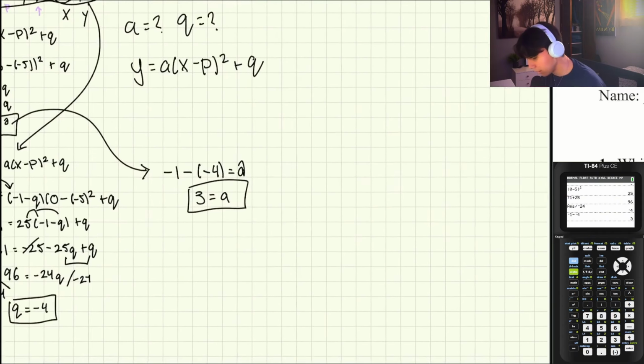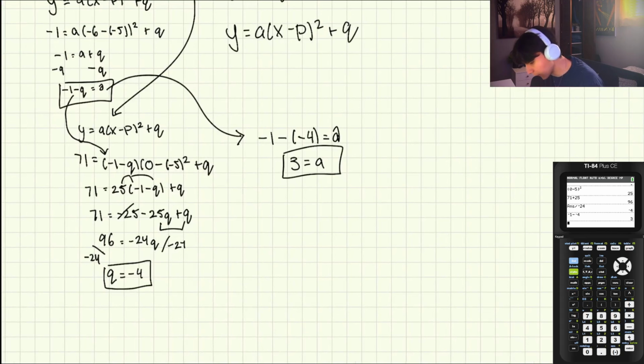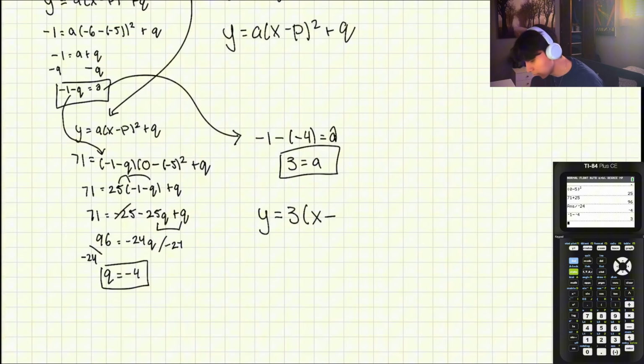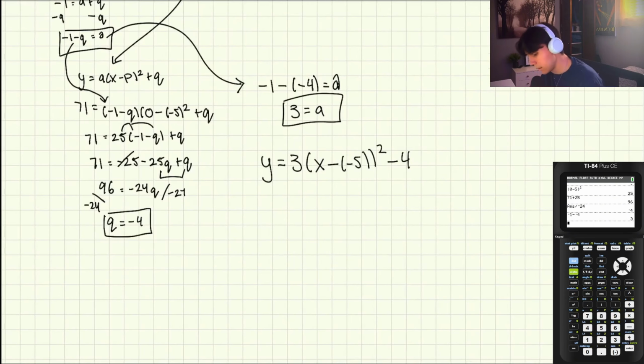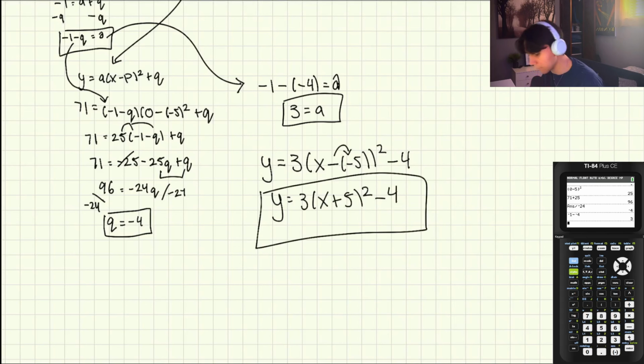So now we're just gonna rewrite our equation out. So we have y equals, now that we have a, 3 times (x minus our p value, which is -5) squared plus our q, or in this case it's going to be -4. And now we can simplify, and you're going to get y equals 3 times (x plus 5) squared minus 4. And that is how you solve this problem.